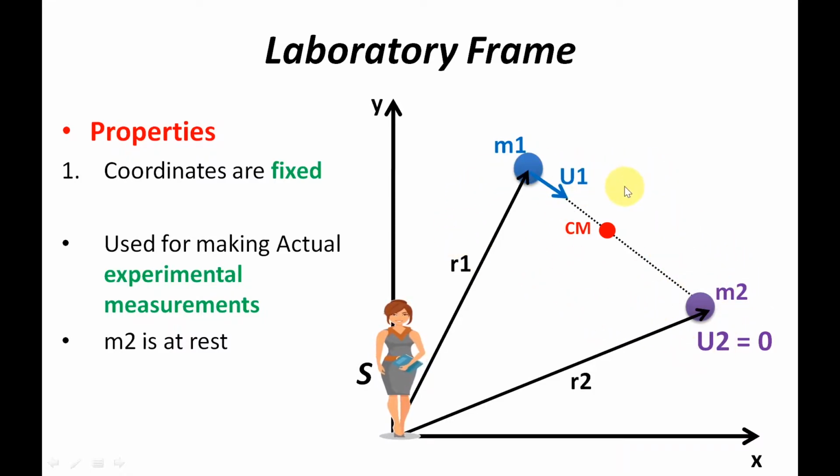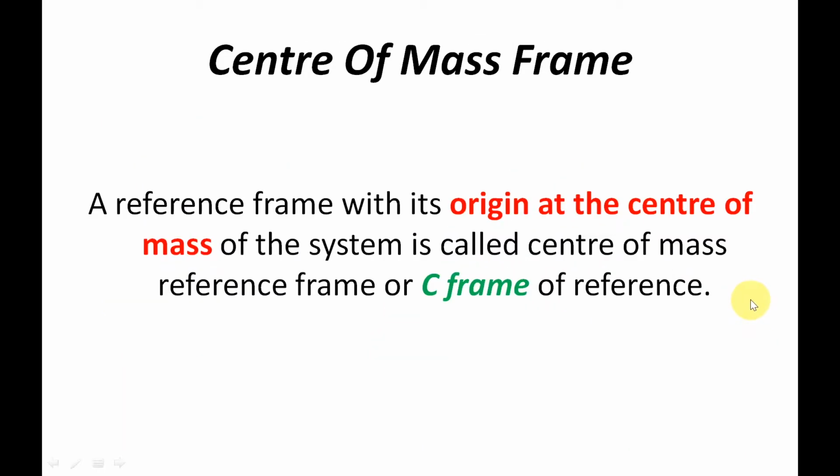Hope you understand what is called a laboratory frame of reference. Now if we go to the center of mass frame of reference, the definition says that a reference frame with its origin at the center of mass of the system is called the center of mass reference frame, or C frame of reference. The important thing about this definition is that the origin of the center of mass of the system is called the center of mass frame of reference.